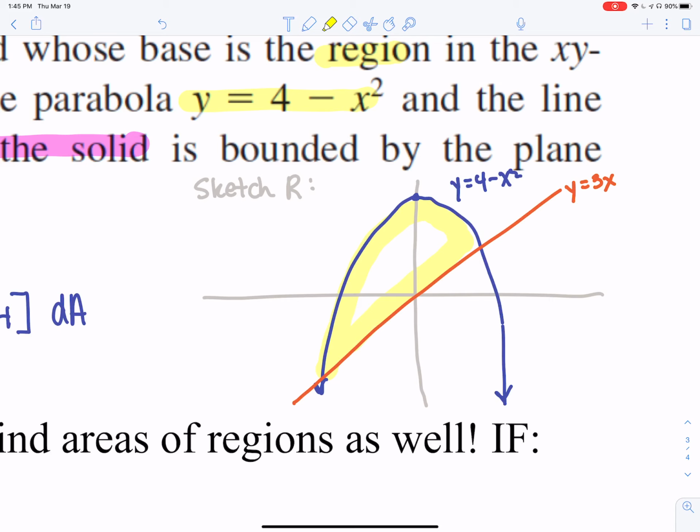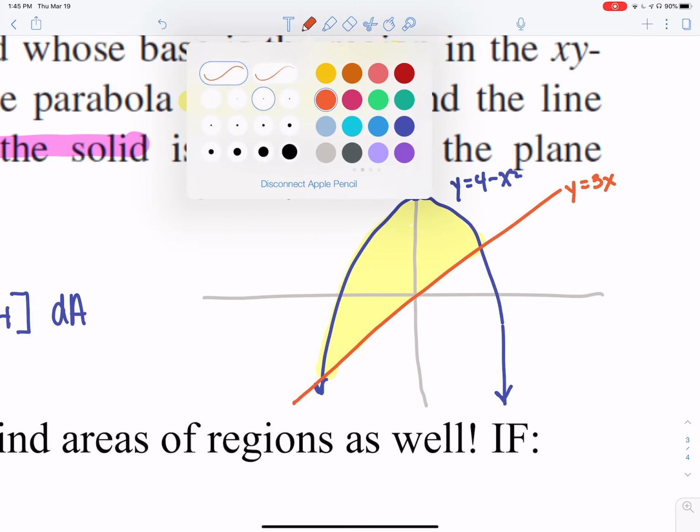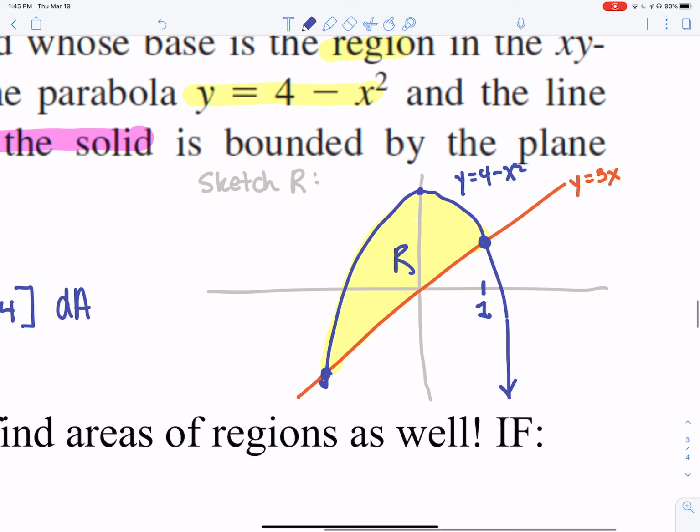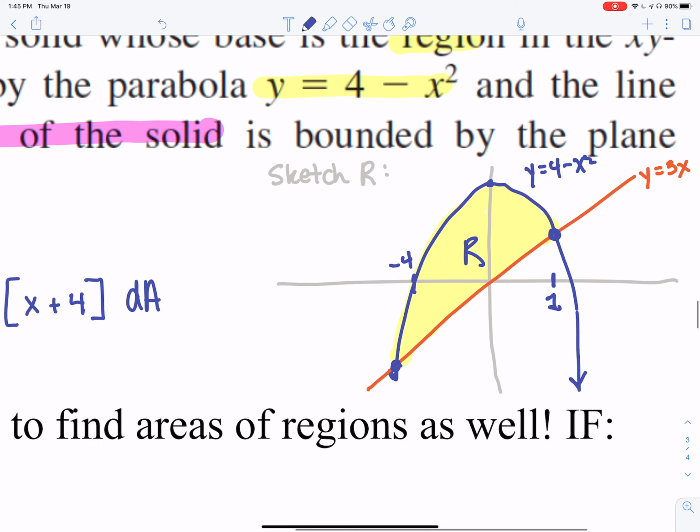So it doesn't just live in quadrant 1, it actually extends into 3 of the quadrants. So here's R. And now we just need to find these points of intersection. Where does 3x equal 4 minus x squared? That would occur at the point x equals 1. And I believe you can solve for the other intersection point to be x equals -4. So here's our region.